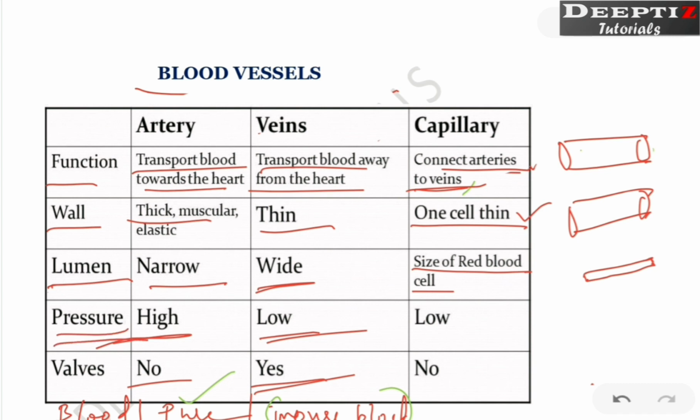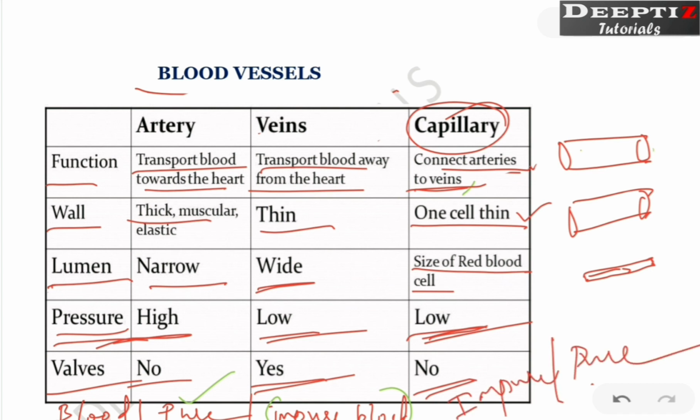Now what about the pressure? Pressure is going to be low there. What about the valve? The valve is absent. Why is there low pressure? Since the space is less, the supply of blood is also very less, and the wall is also thin, that's why there is no pressure. So hope you have understood. What type of blood do capillaries carry? They can carry both impure and pure blood. Arteries carry pure blood, veins carry impure blood, and capillaries can carry both pure as well as impure blood.